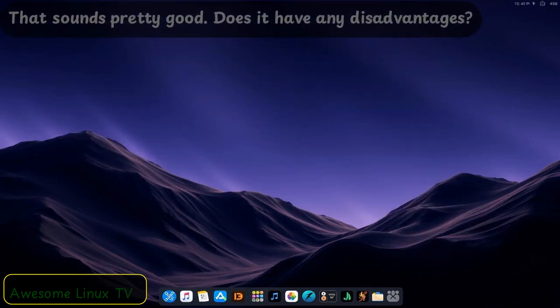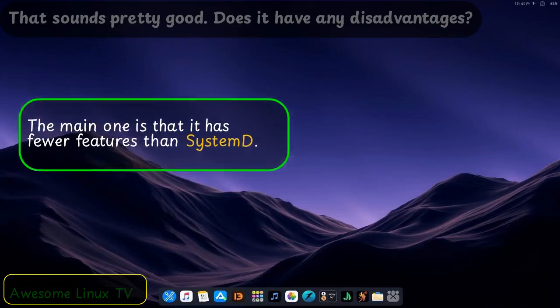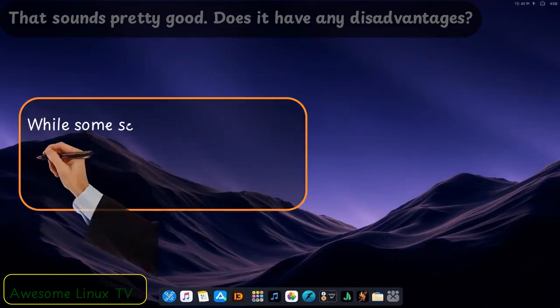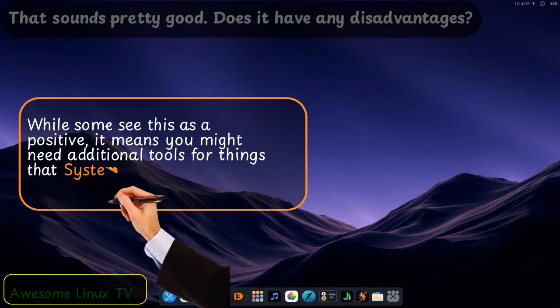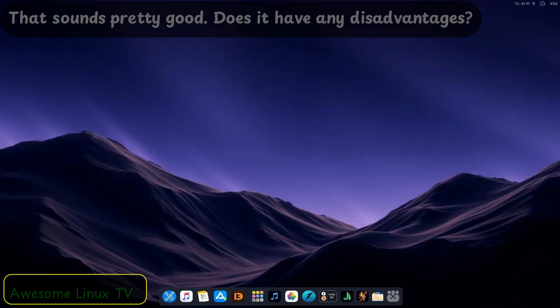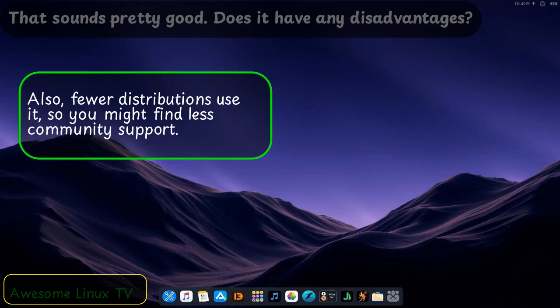That sounds pretty good. Does it have any disadvantages? The main one is that it has fewer features than SystemD. While some see this as a positive, it means you might need additional tools for things that SystemD handles out of the box. Also, fewer distributions use it, so you might find less community support.